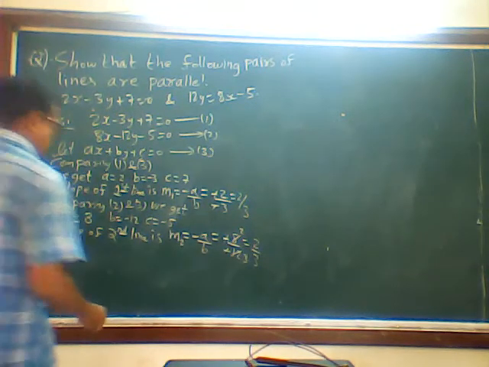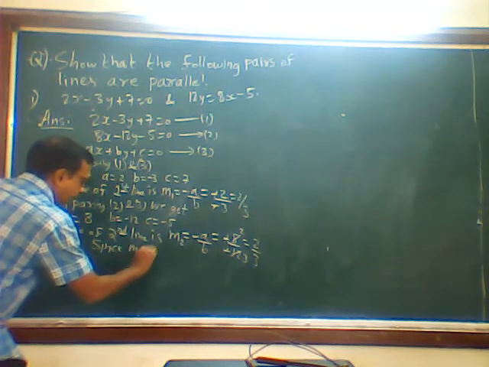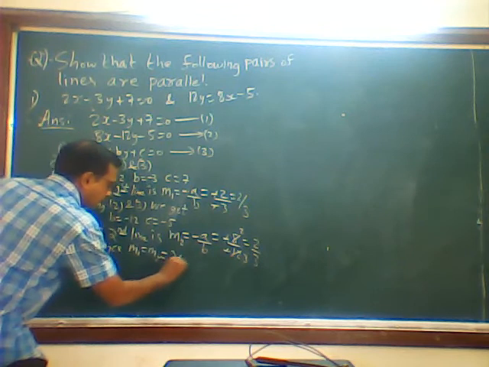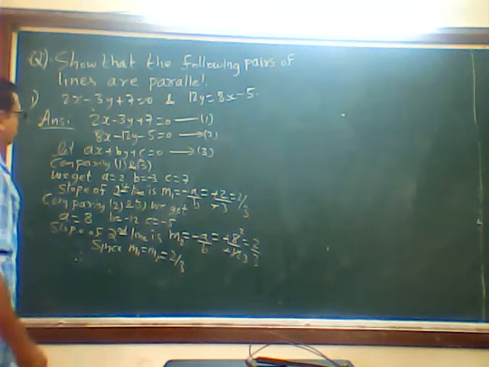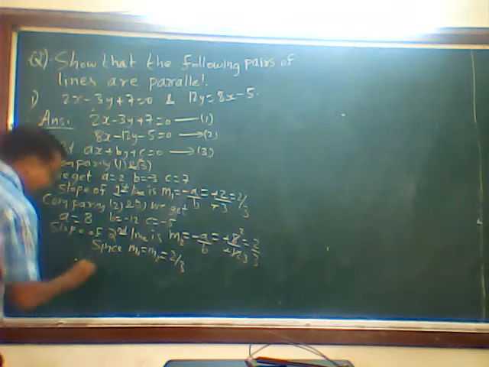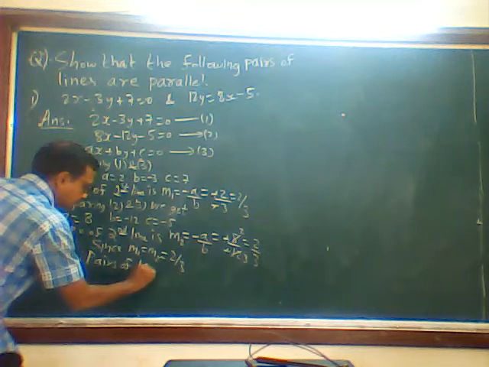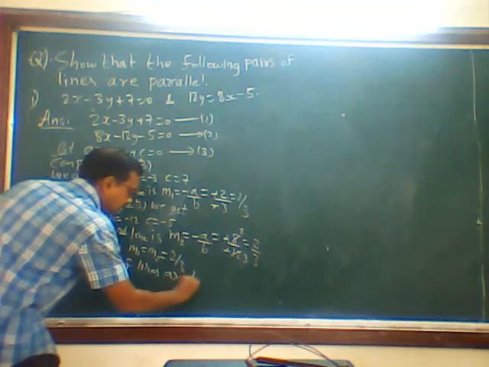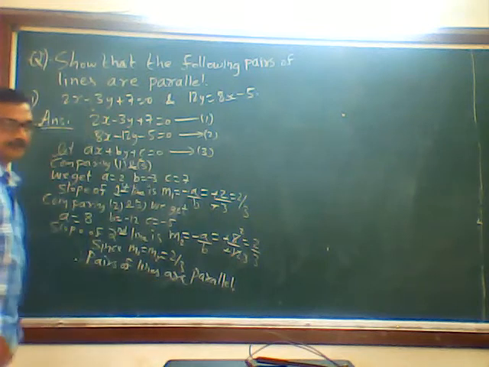So I am going to say, since m1 is equal to m2 is equal to 2 upon 3, therefore the pairs of lines are parallel. Okay, this way it is.